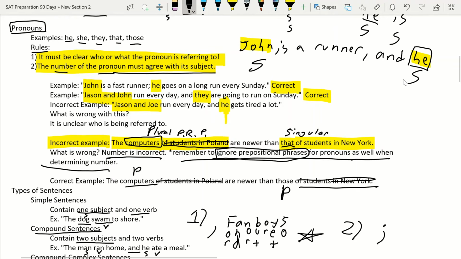Next, we covered pronouns. Pronouns are used to replace a name or a subject like John. So we have the rules for pronouns.